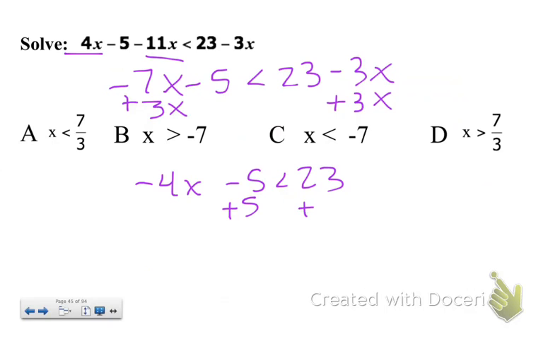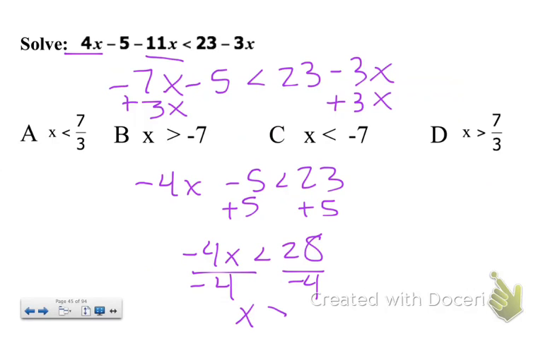Add 5, so I get negative 4x is less than 28. Divide by negative 4. I'm dividing by a negative, so I have to flip the sign. And I get x is greater than negative 7. So that would be B. And again, when you plug that in, it should make this inequality a true statement.